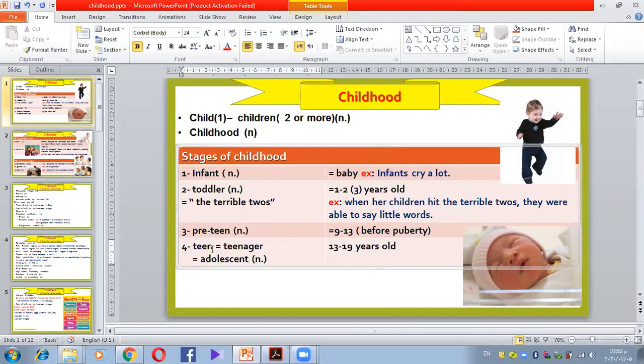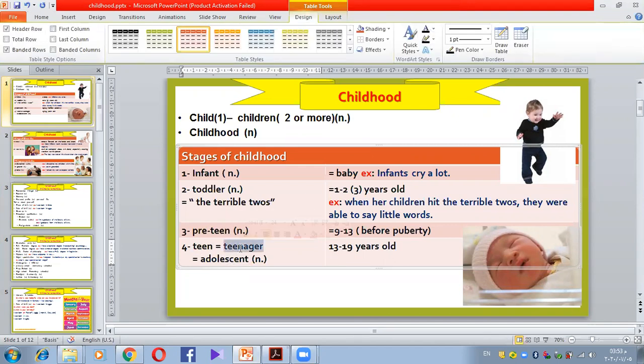Then we have the teen or teenager. We have taken this word a lot of times before. It means between the years 13 and 19. And I told you before, some people consider it until 20 as well. This is called teen or teenager. There is another word that is equal, which is adolescent. Adolescent is the same word as teen or teenager, a synonym. So it means between 13 and 19 years old.